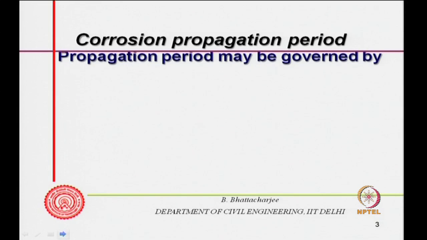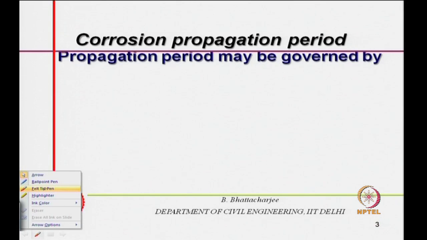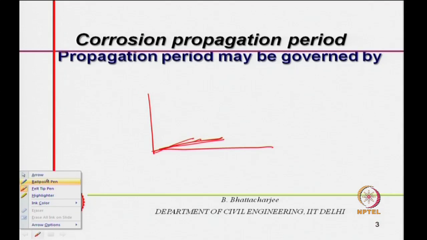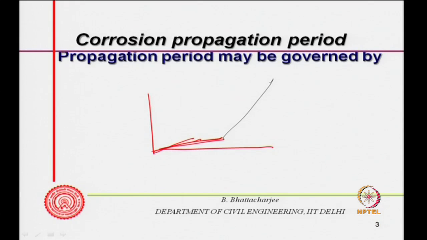So, in case of corrosion, the propagation period we talked of in the service life, if you recall. There are two phases in the simplest model: a depassivation or initiation phase, followed by a propagation period. Today we are talking of this, related to carbonation and all that. We are now looking at the propagation period, which is governed by the rate of corrosion, which is a function of environment etcetera, which you have seen earlier.